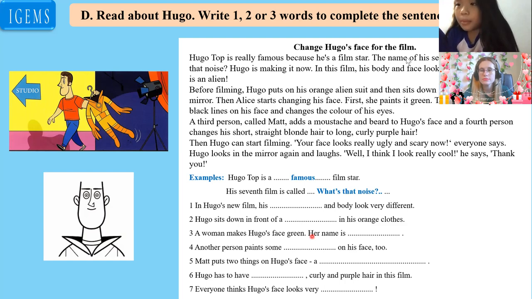Then someone paints black lines on his face and changes the color of his eyes. Good work. A third person called Matt adds a mustache.